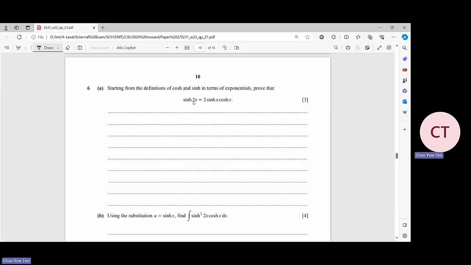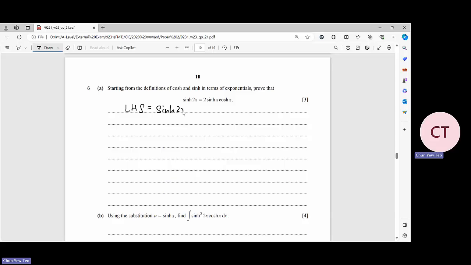Okay, now we take a look at question number 6a. Starting from definitions of cosh and sinh in terms of exponential, prove that this identity is true. So what you need to do over here is that you can actually start from the left-hand side or the right-hand side, which is up to you. Over here, I think I will start from the left-hand side.